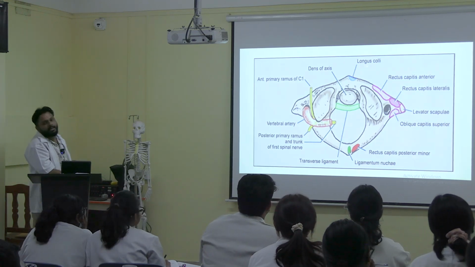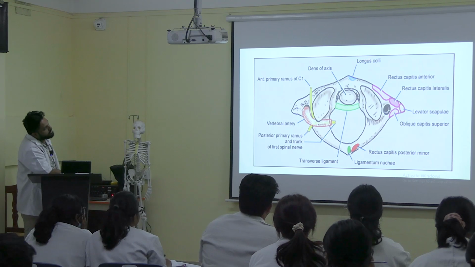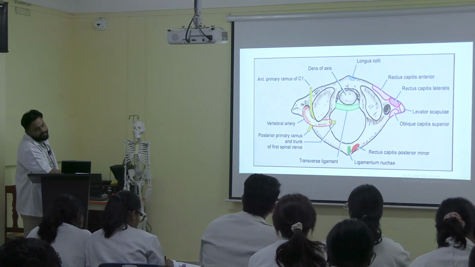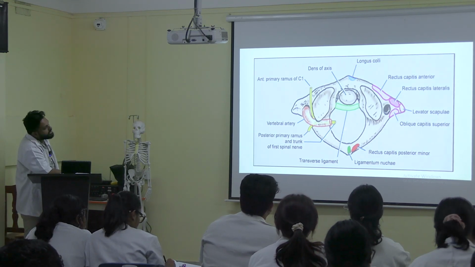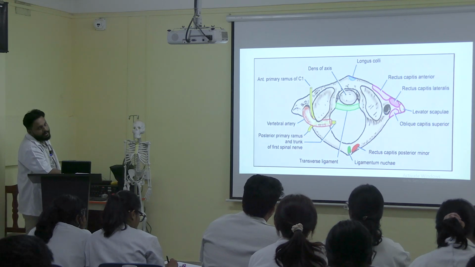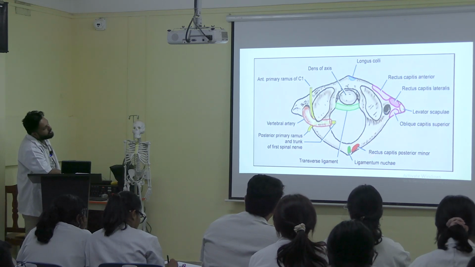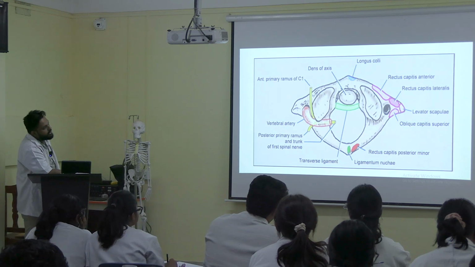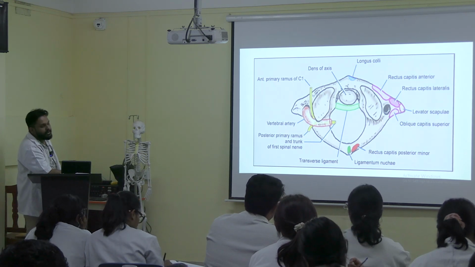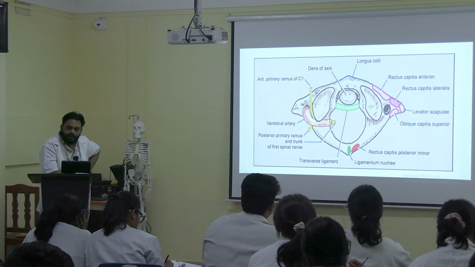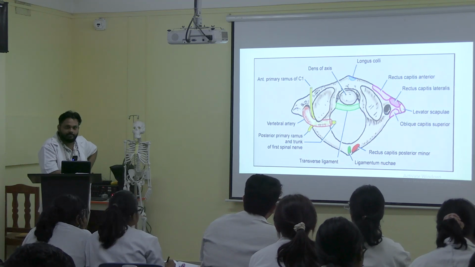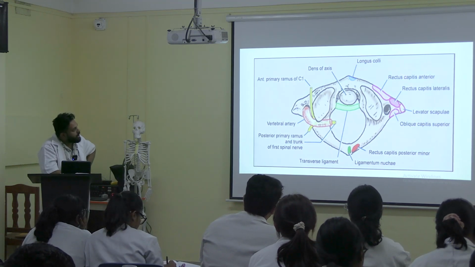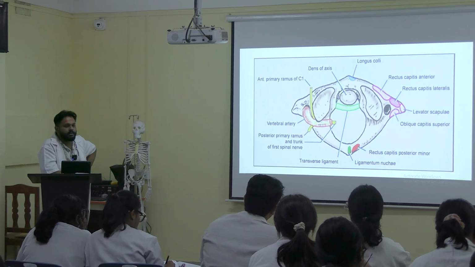What are the muscles? What is the attachment here? Fibers of longus colli. Okay. Now this is the posterior tubercle. Adjacent to the posterior tubercle, what are the structures? Ligamentum nuchae and then rectus capitis posterior minor. Rectus capitis posterior minor.